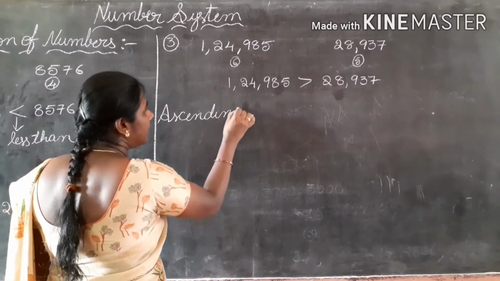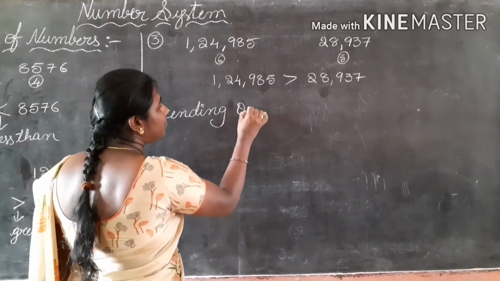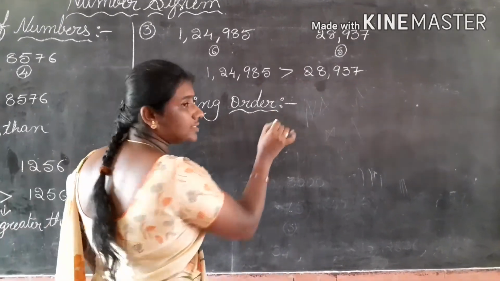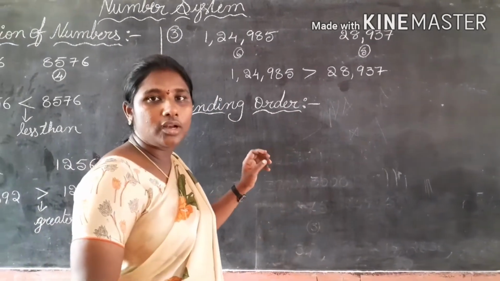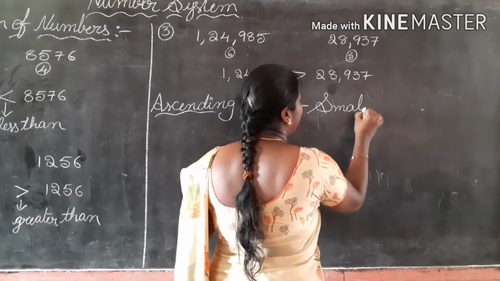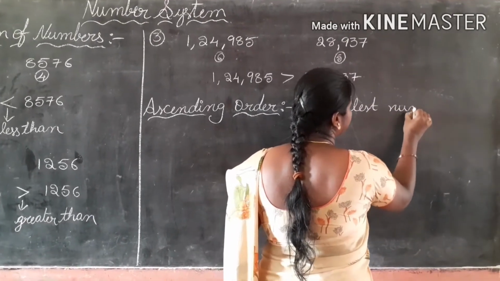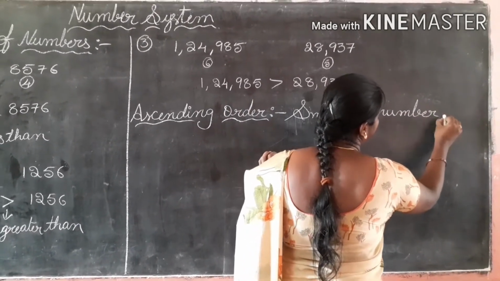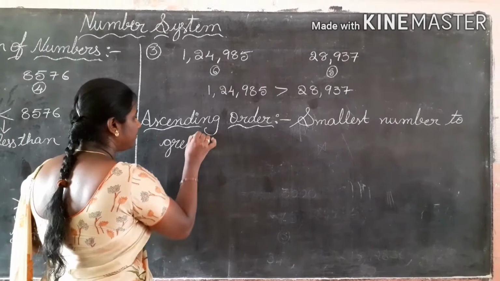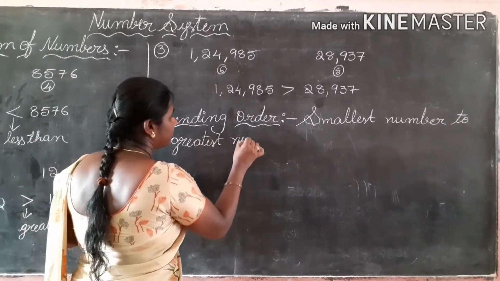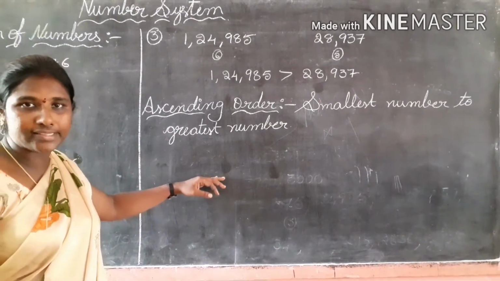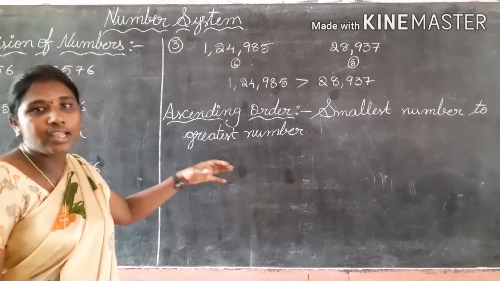Next one is ascending order. Ascending order means we have to write the numbers from the smallest number to the greatest number. We have to arrange the numbers from smallest to greatest. That is called ascending order. Then we say that the numbers are in ascending order.